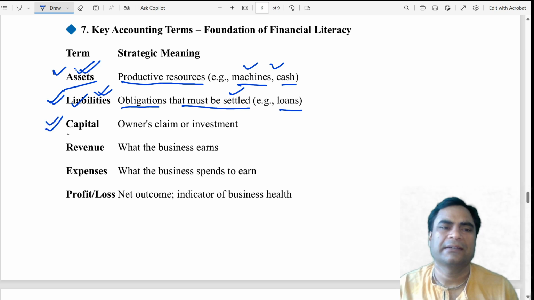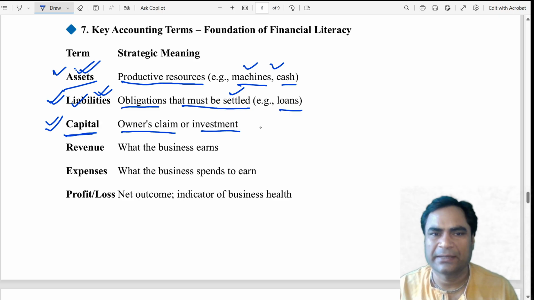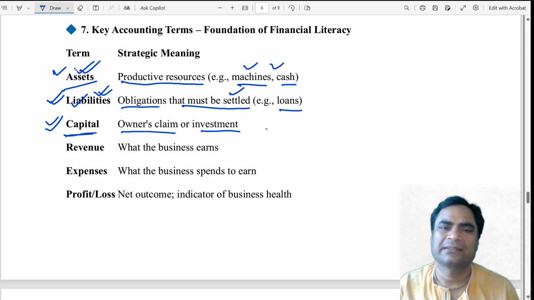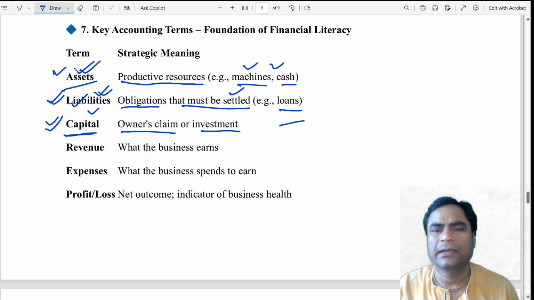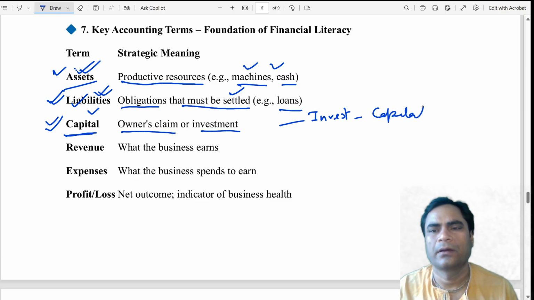The third item is capital. Capital means owner's claim or investment. Owner means the person who is known as the businessman. He or she would have invested some money as capital. So the money invested by the owner is known as capital, right? Whenever the owner invests some money, it is known as capital. And whenever he withdraws any money, then it is known as drawings.